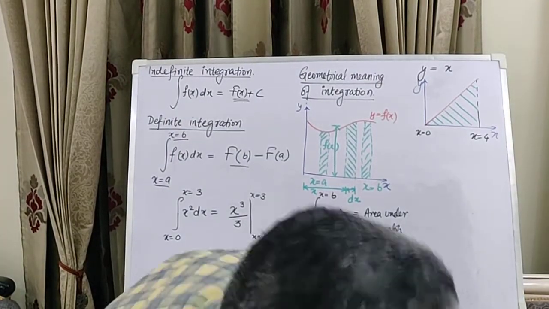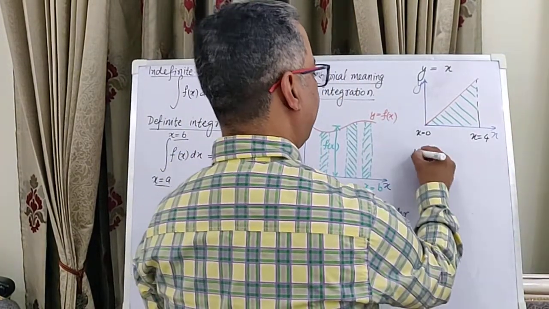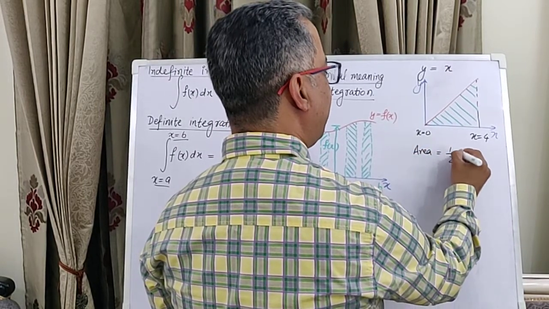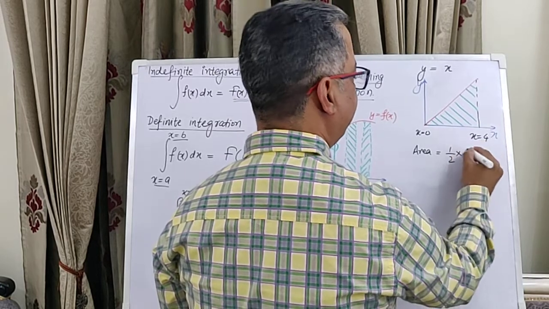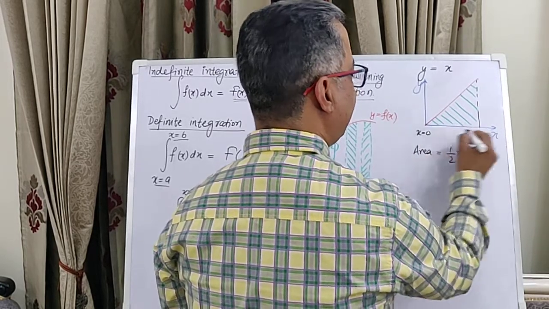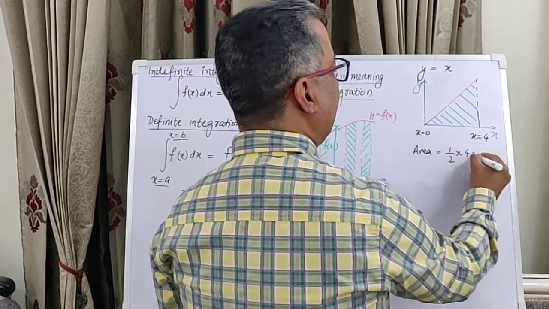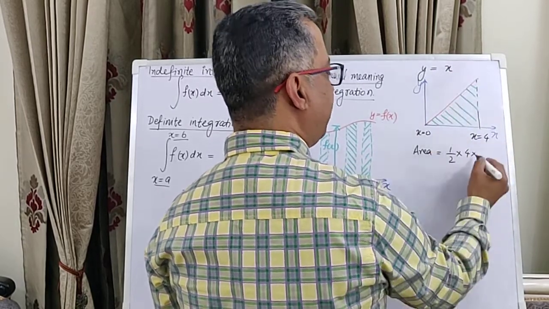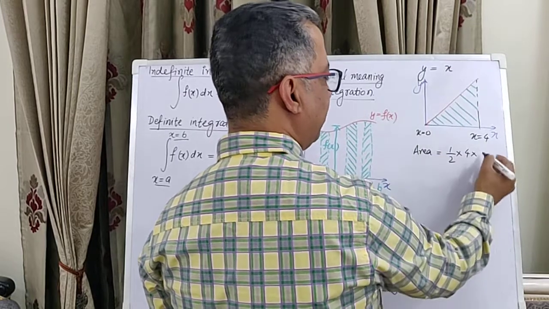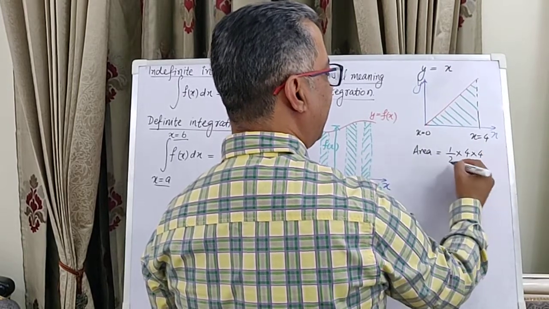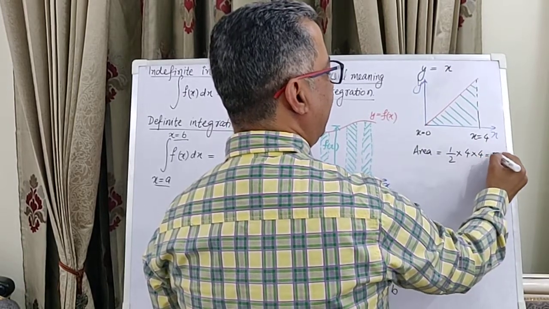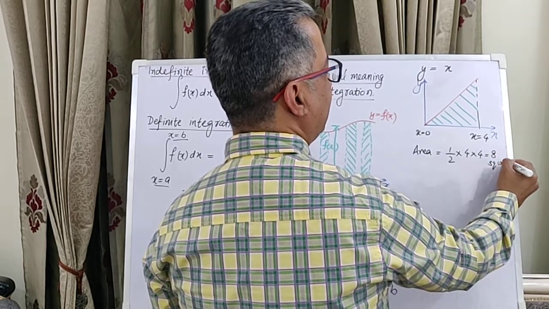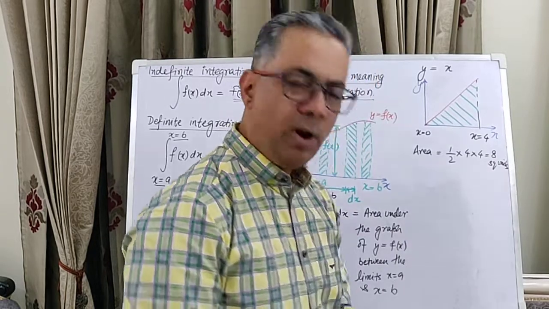So how much is this area? It's a triangle, so it's half times the base. That's 4, from here to here. The value of y when x is 4 will also be 4 because y equals x. So 4 again, and you have 8 square units. That's the area. So we already know the area.